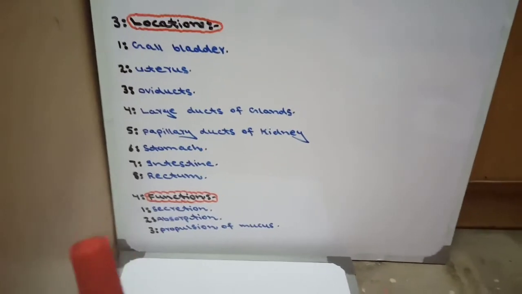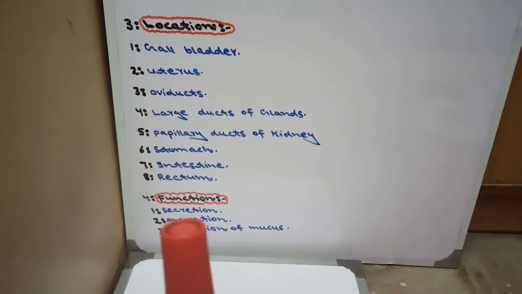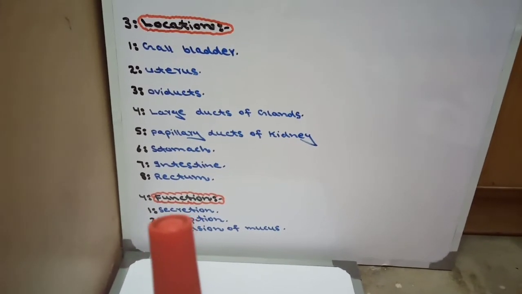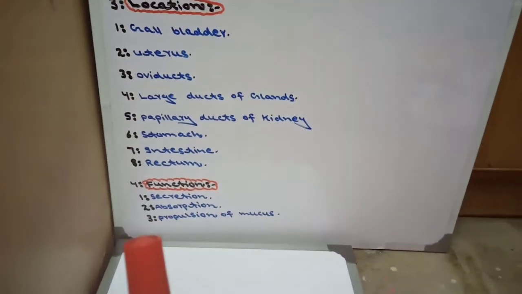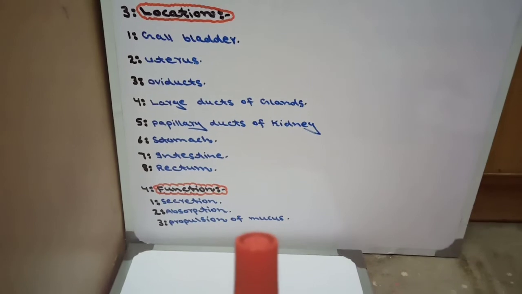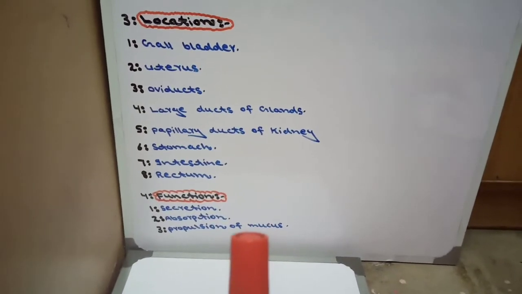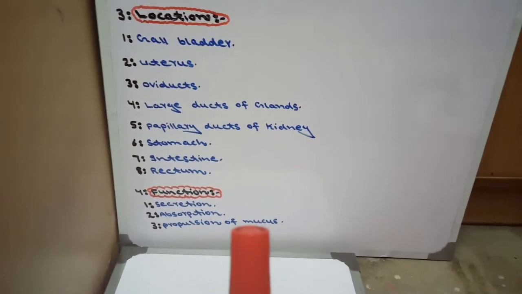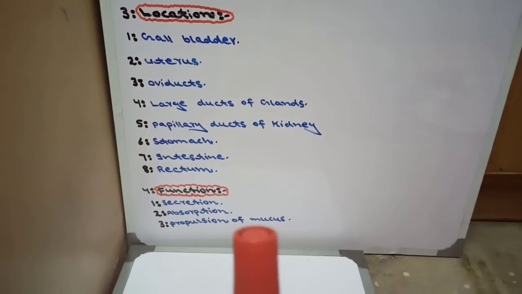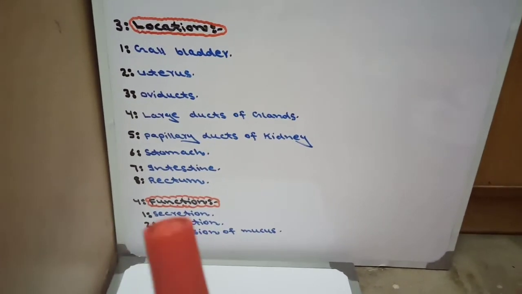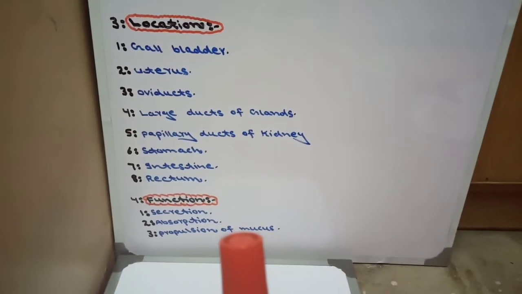Now come to function. There are 3 functions of simple columnar epithelium. Number 1, secretion. Simple columnar epithelium is responsible for secretion. Number 2, absorption. Number 3, propulsion of mucus. Where simple columnar ciliated epithelium is present, due to the propulsive movement of cilia, it is responsible for propulsion of mucus. These are the 3 functions: secretion, absorption, and propulsion of mucus.